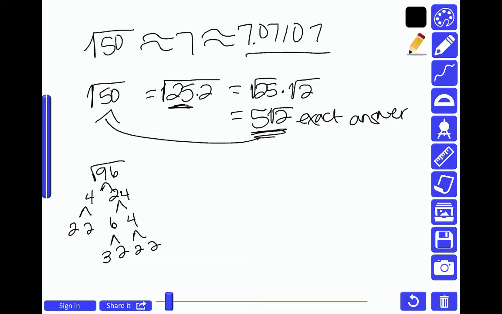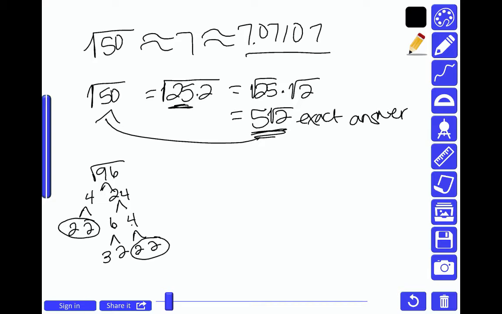So what I'm looking for is pairs of numbers. And the reason I'm looking for pairs is because that's going to make a perfect square. For instance, 2 times 2 is 4. So the pair of 2's makes a perfect square in 4. So I have a pair of 2's there, and I have a pair of 2's there also. The other 3 and the 2 are not a pair. They don't have any friends. So they're kind of the loners, and they're going to basically stay inside the house when we simplify this.